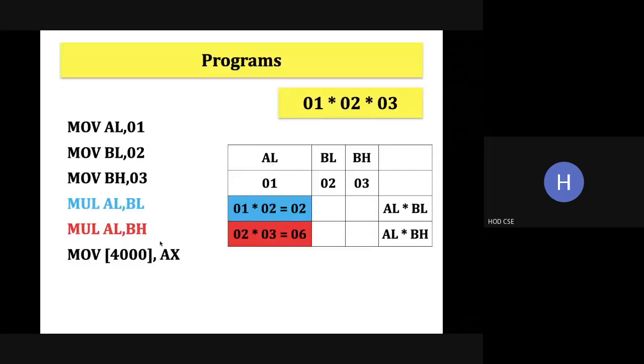Next, I'm multiplying AL and BH. The output of 01 and 02 is available in the accumulator, so that is multiplied with the third data, 03. So I am getting 06. Now the result is available in the AH and AL registers. The result is then transferred to this offset memory address. Got it?